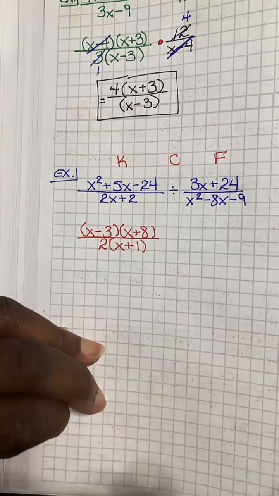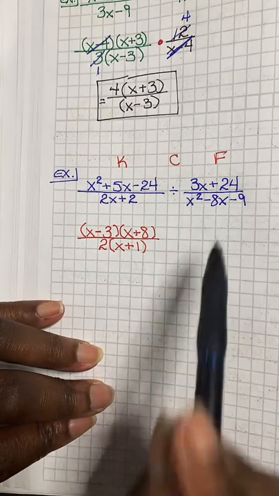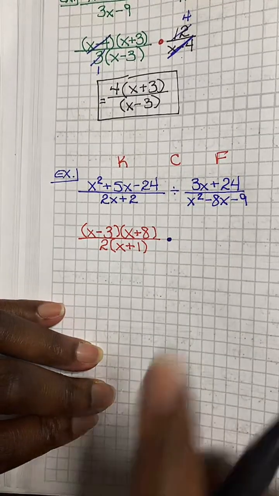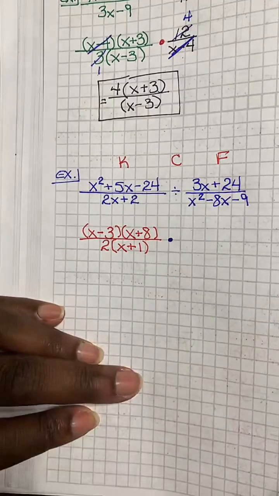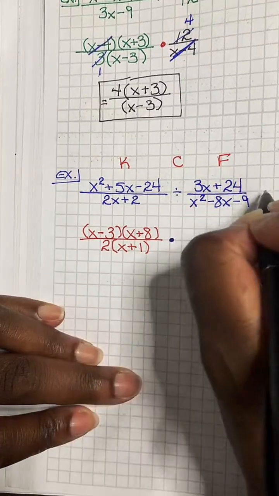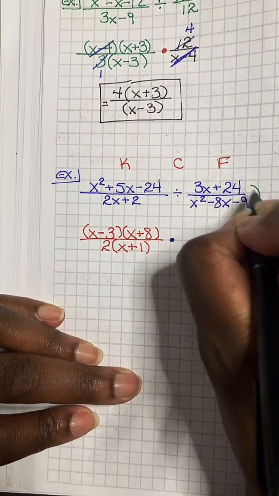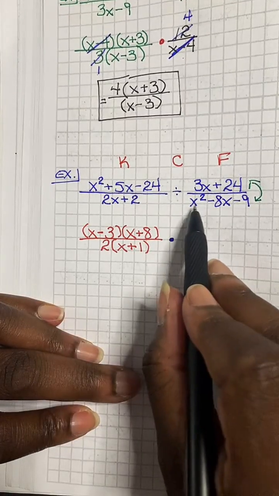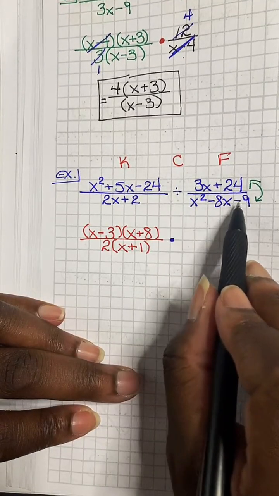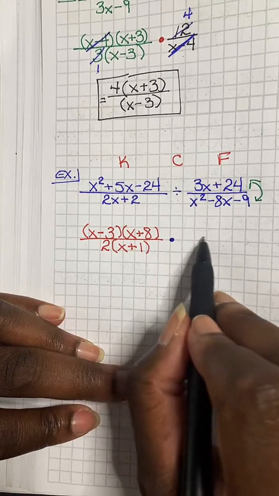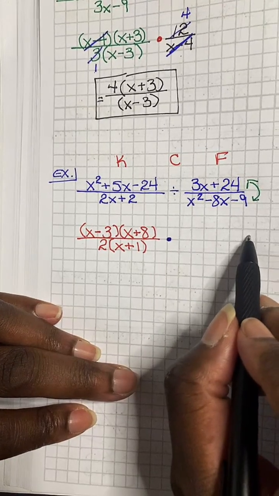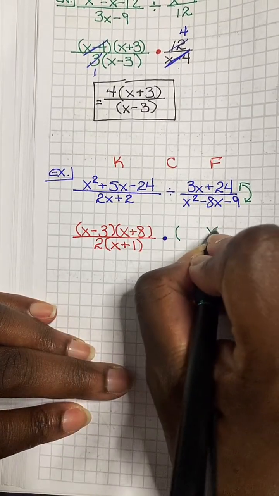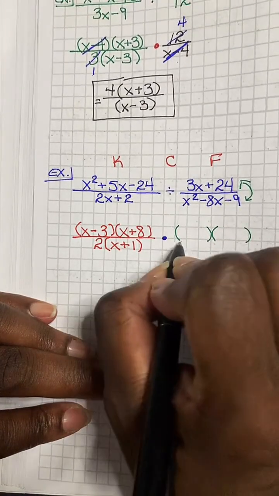All right, so now with our division, we need to change that to multiplication. So for the last one, we are going to flip. Okay, we're going to flip it. So that means this x squared minus 8x minus 9 is going to be in the numerator. Why not let's factor that? Let's be daring. Just put it all on one line.